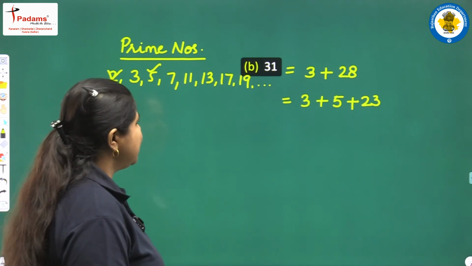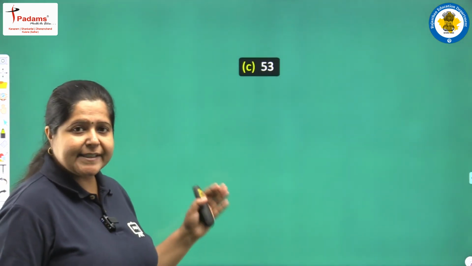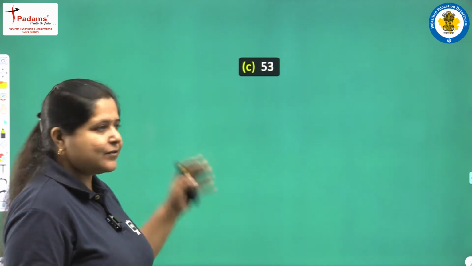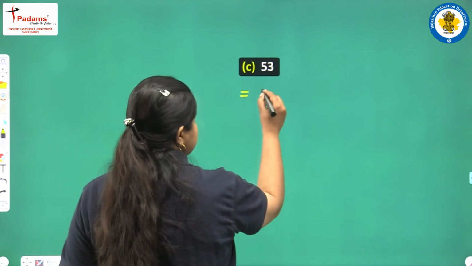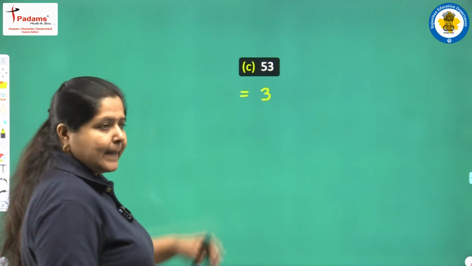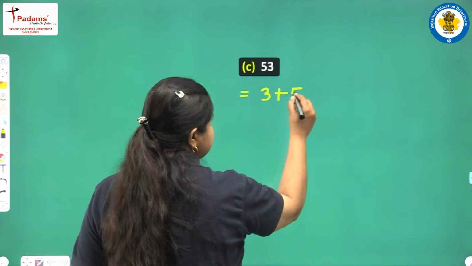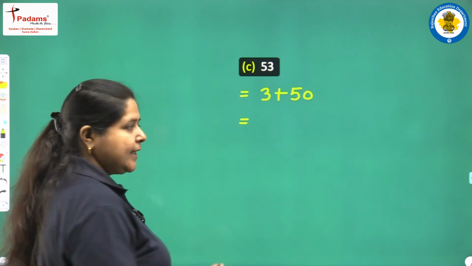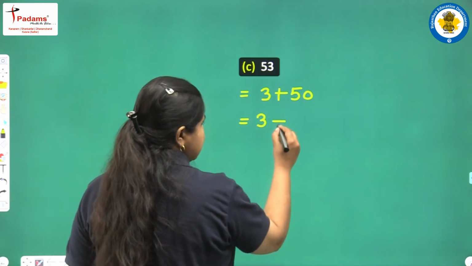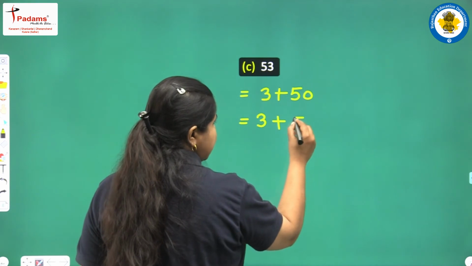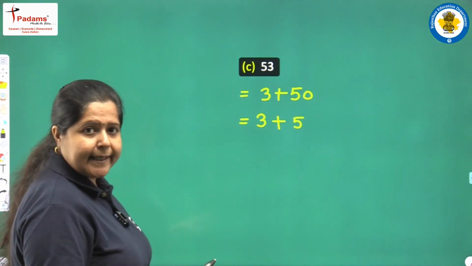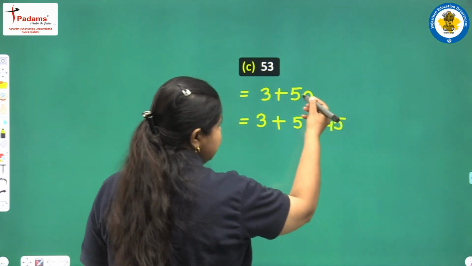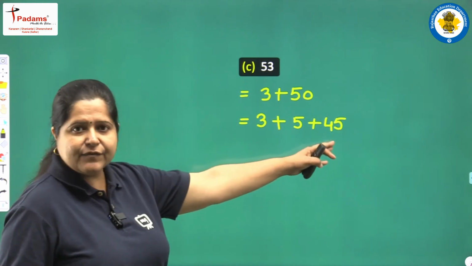Then we have another number 53. Again we have to write it into three numbers such that they are odd and prime and their sum is 53. So let us try to do this. The first number that we can take is 3, and then what will be the second number? Clearly it will be 50. Now let us try to break this 50 again into two parts. 3 is the first number, and if we write 50 taking up 5 as the second number, then the third number will be 45. If we subtract 5 from 50, we will get 45.